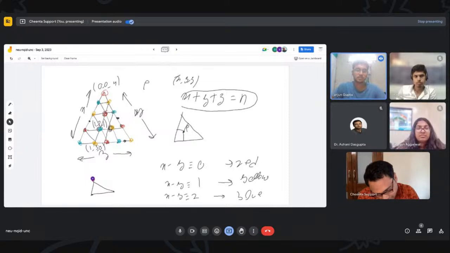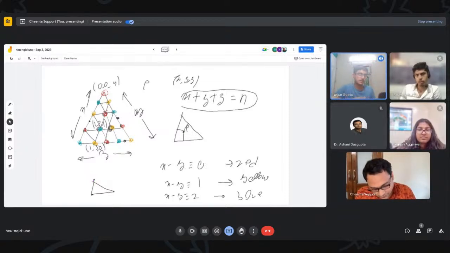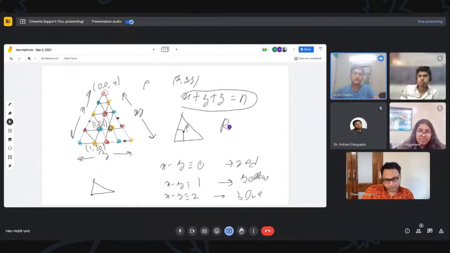So now comes the next observation. We know any triangle flip will flip exactly one red, exactly one blue, and exactly one yellow. So let R denote the number of red vertices, B denote the number of blue vertices, and Y denote the number of yellow vertices.